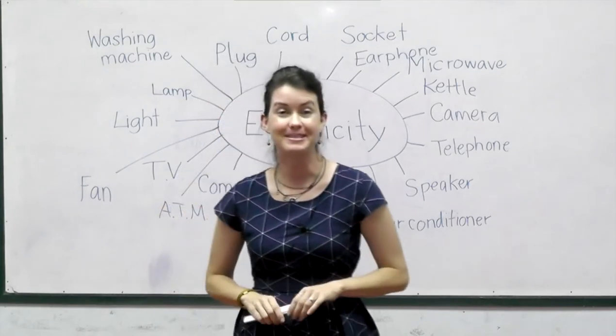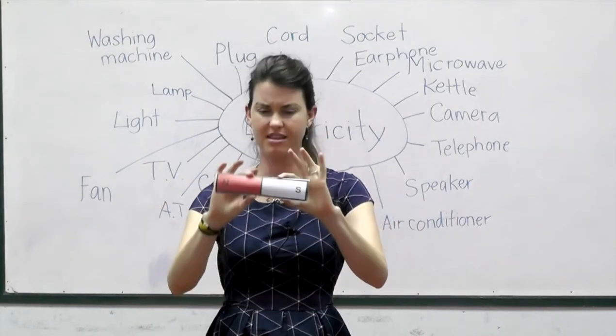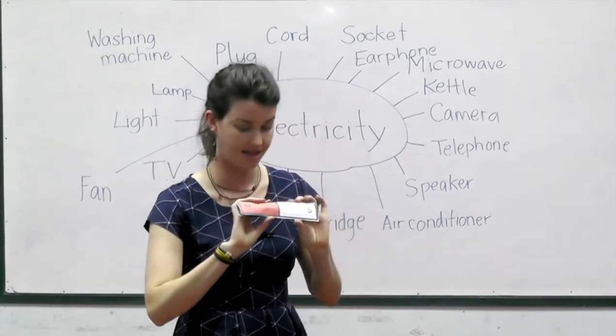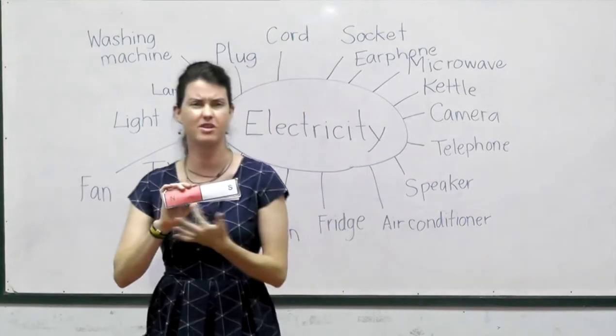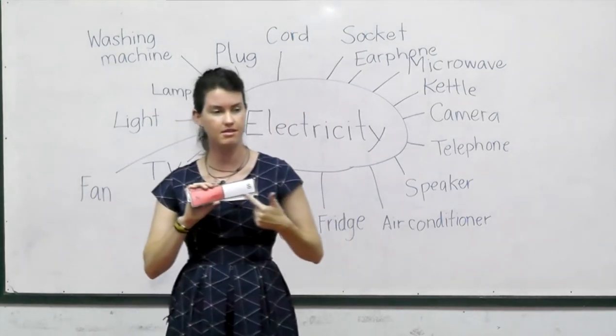Okay, we're going to spend the next 10 minutes or so playing a little game. What do you think this is a picture of? N and S. Where do we see N and S usually? North and south. So what do you think this is?